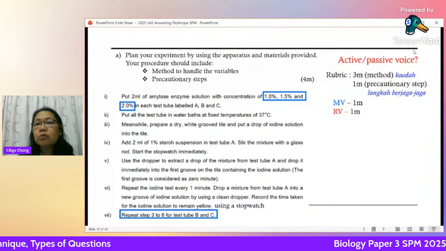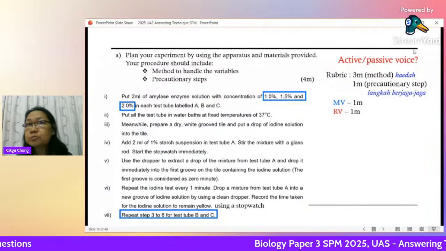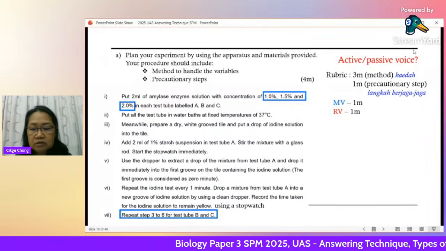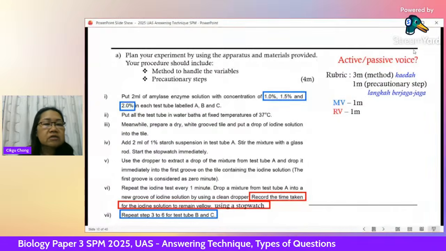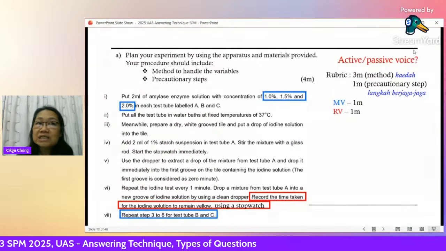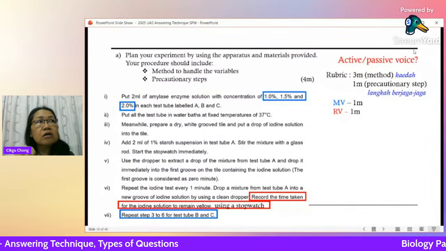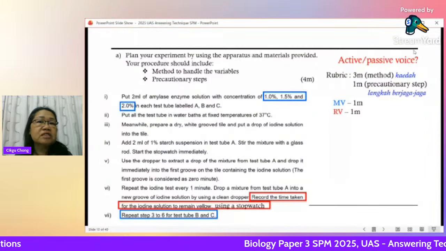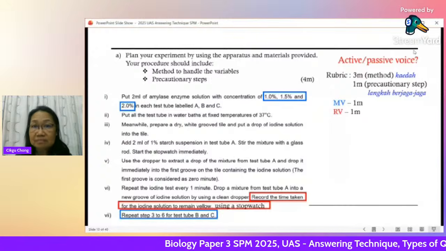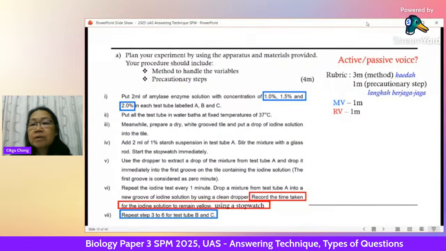Okay, RV: what are you going to measure in your experiment? What are you going to record? All right, you are going to record the time taken for the iodine solution to remain yellow. That means once it remains yellow, the starch has been hydrolyzed. Okay, red block, yeah, understood, good.